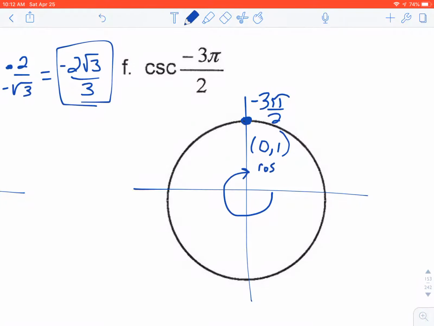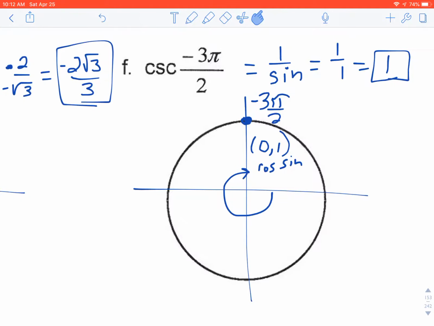Remember, this is your cosine, this is your sine. Cosecant is the reciprocal, 1 over sine. So we know our sine is 1. So 1 over 1, you end up with just 1.